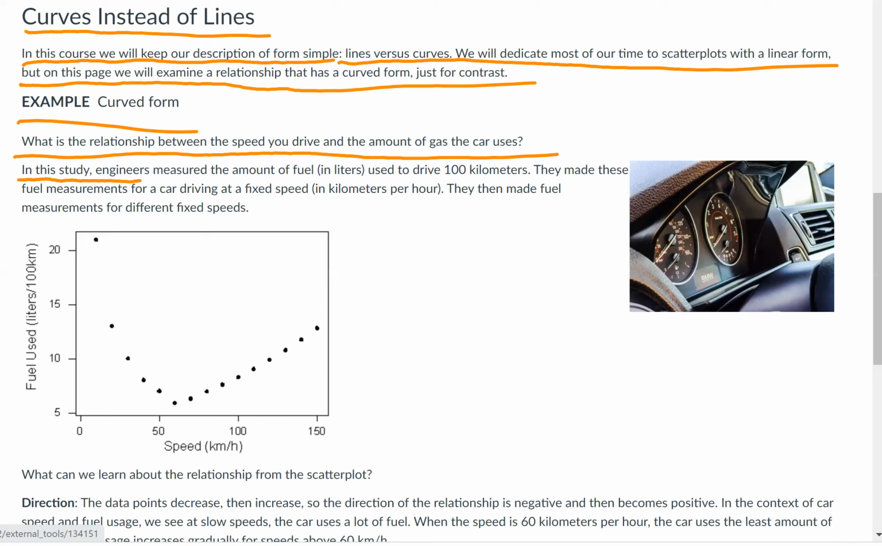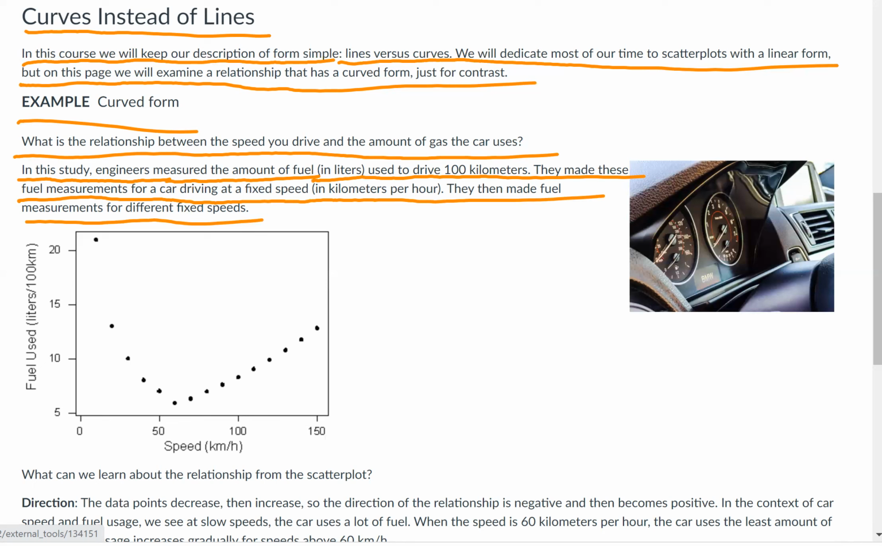In this study, engineers measured the amount of fuel, in liters, used to drive 100 kilometers. They made these fuel measurements for a car driving at a fixed speed in kilometers per hour. Then they made fuel measurements for different fixed speeds.